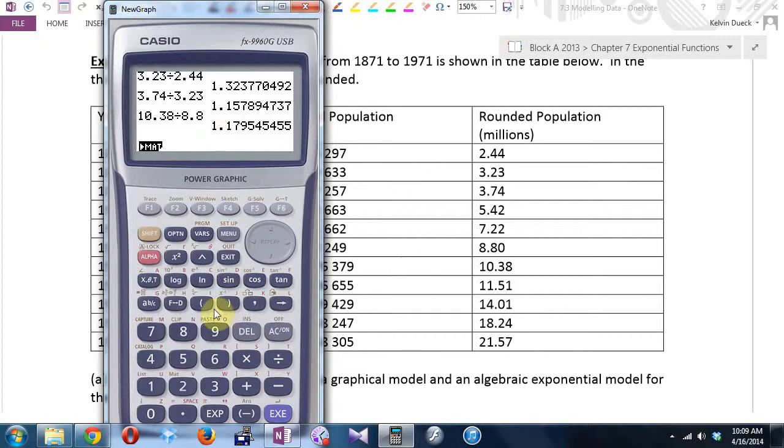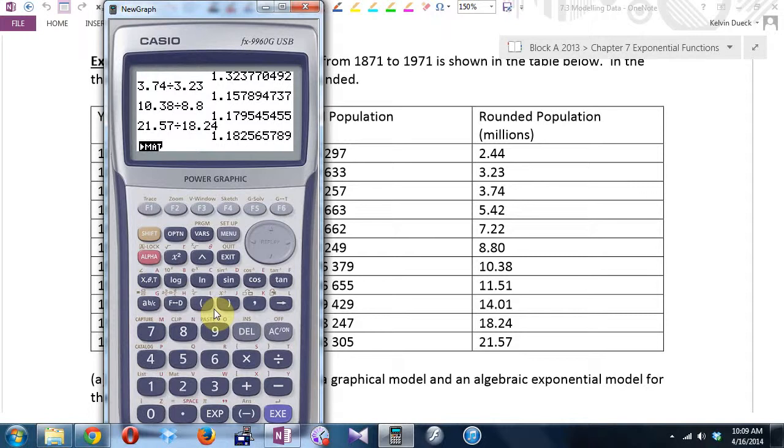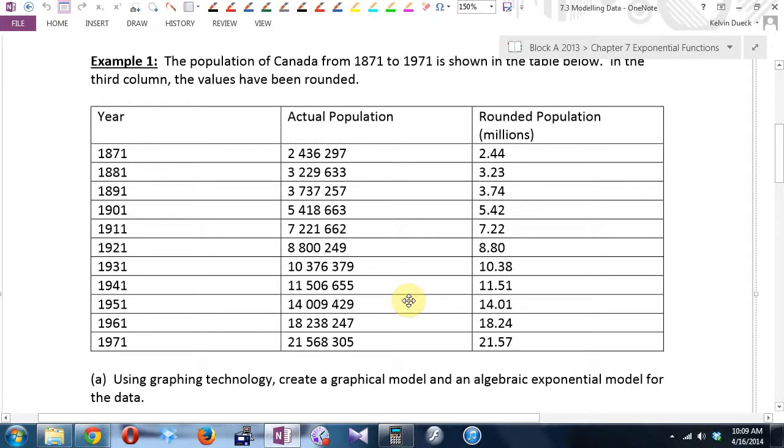Hey, let's try the last one, 21.57 divided by 18.24. The first one's a little bit off, but certainly, Brooke, you can see the next three are all pretty close. That would suggest to me this is exponential. Now, the question said in the notes, create an algebraic exponential model. So they said it was exponential, but just because I'm a nerd, I always like to show you trivia. If you didn't know, that's how you could check.